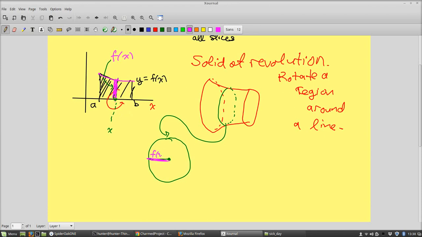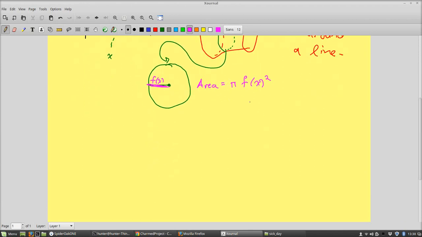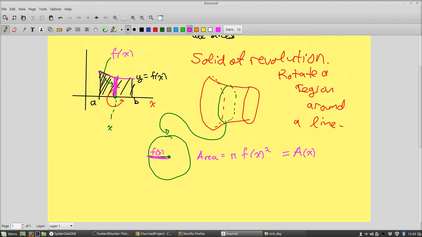So the radius of this thing is f of x, and so its area is equal to pi times f of x squared. And this is area as a function of x, so this is the area of a slice function. So if you have a solid of revolution, its volume is very easy to compute, assuming that you can integrate, because the volume is just the integral from a to b of pi f of x squared dx.